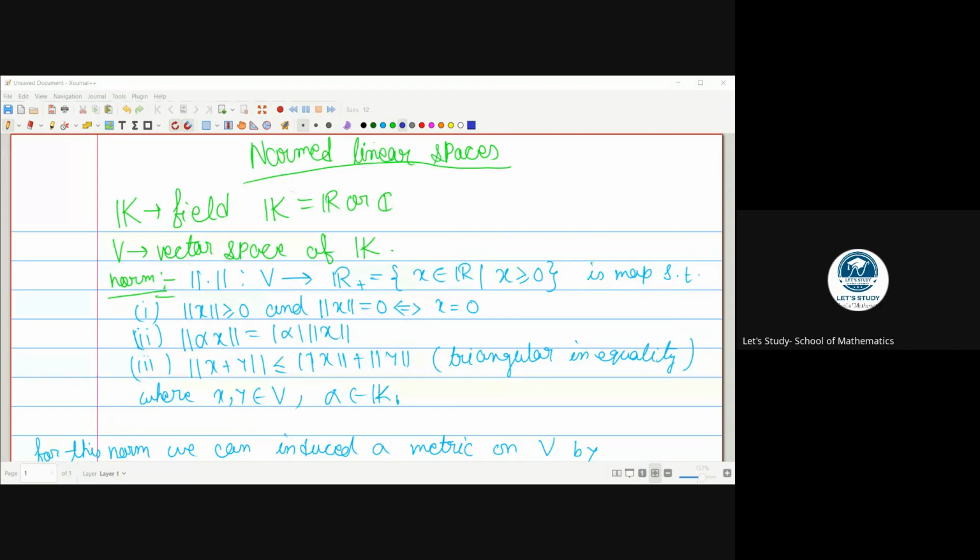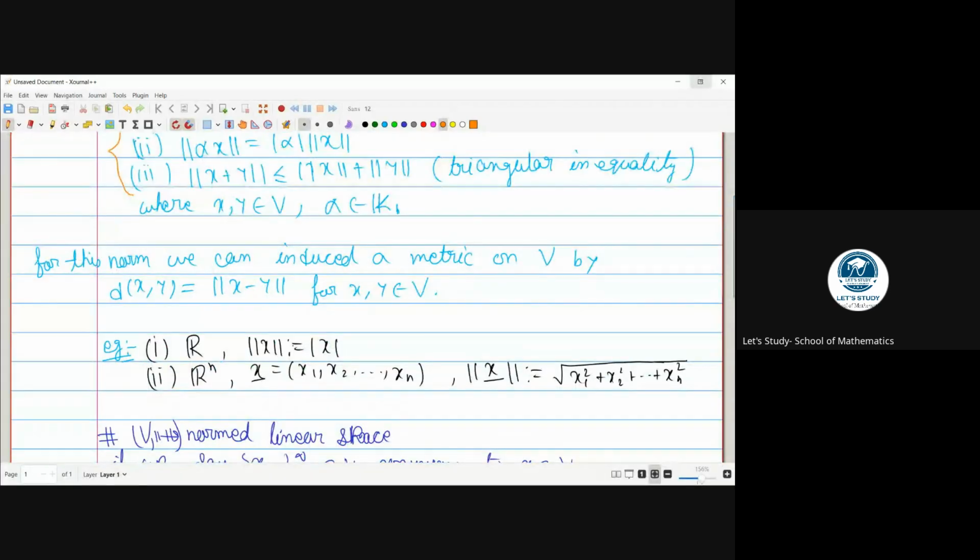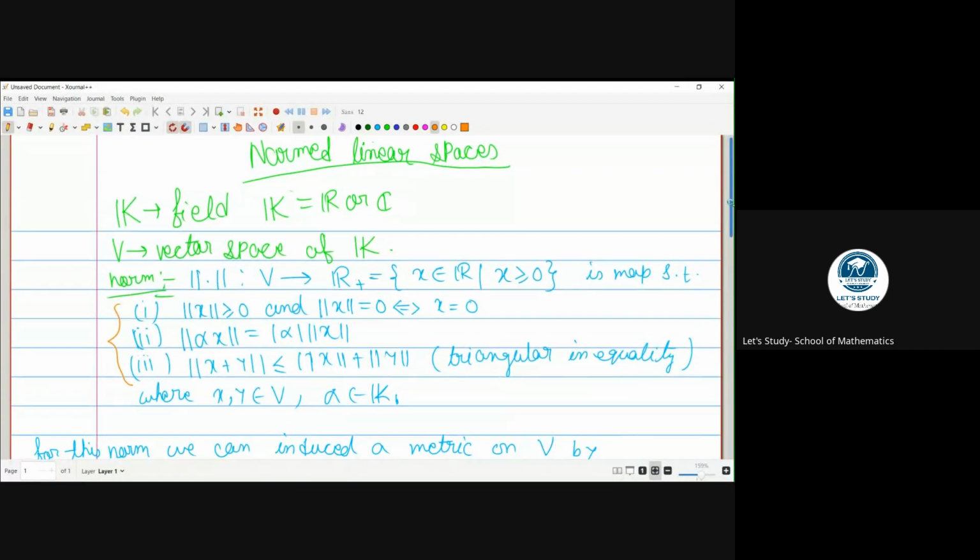So I am not talking about any L1 now. Whenever I say V with a norm is a normed linear space, that means V is a vector space, and by the norm I mean these three properties. That thing is following these three properties. Did you get my point? Now you can have a confusion. Let me try to explain it in this way.